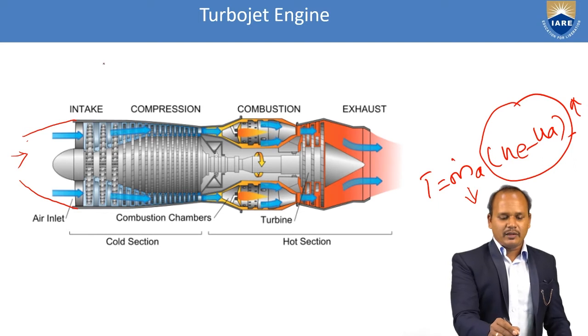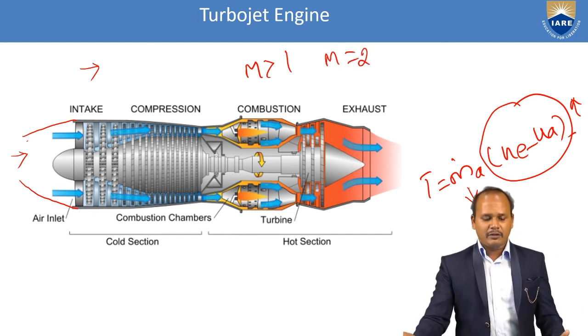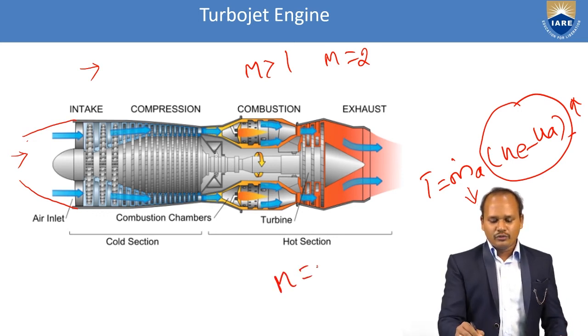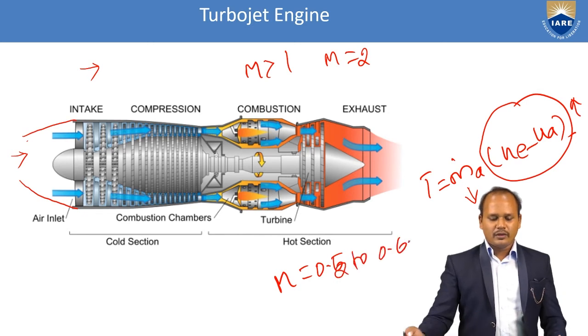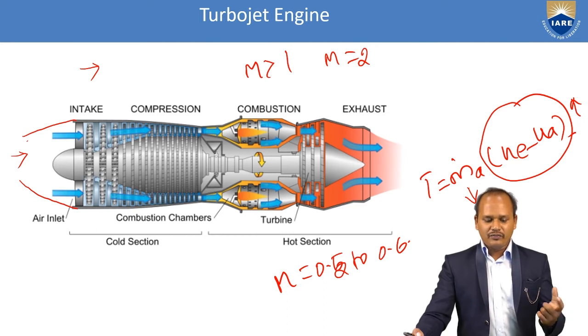For example, say my aircraft may fly at Mach number more than 1 or near Mach number 2. What is the function of this intake? Whatever the inlet Mach number may be, it is to decelerate your Mach number to close to 0.5 to 0.6 when it enters the compressor. Irrespective of engine, the function of your intake is to decelerate the incoming flow to the Mach number required for the compressor intake.